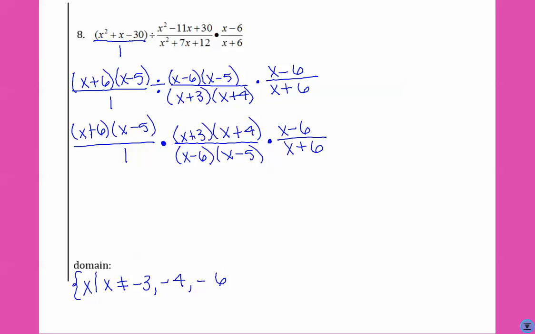All right, now we can cancel our factors that are on top and bottom. Remember, they don't have to come from the same fraction. So x minus 5, x minus 5, x minus 6, x minus 6, x plus 6, x plus 6, and the only things we're left with are x plus 3 and x plus 4.